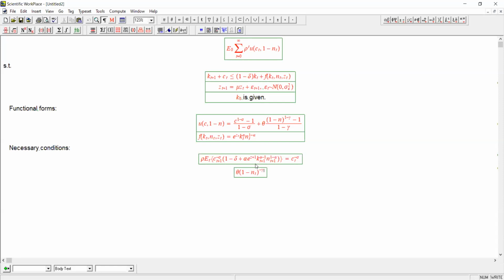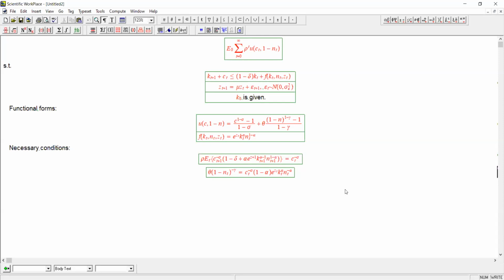This is the marginal utility of leisure, or the marginal disutility of working. That should equal the marginal utility of consumption times the marginal product of labor. And notice that this condition contains no terms at dates other than t.